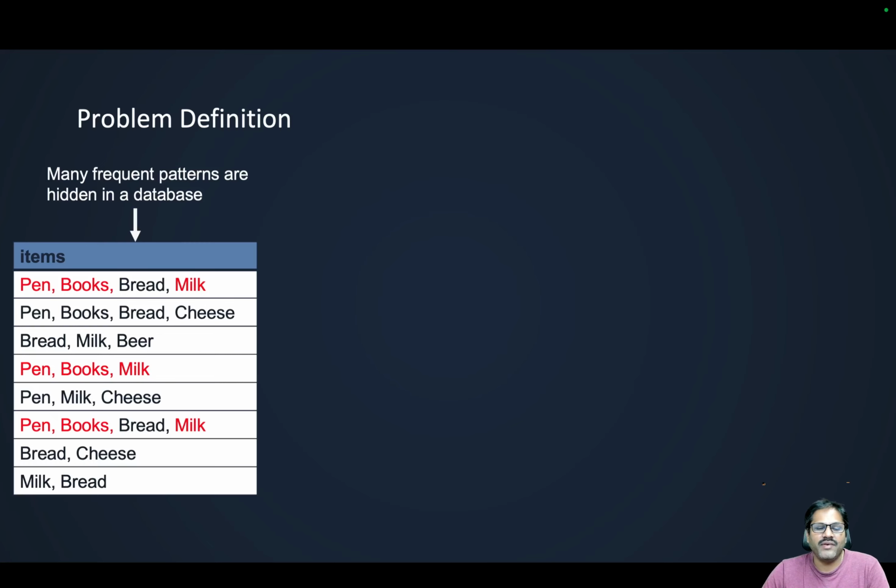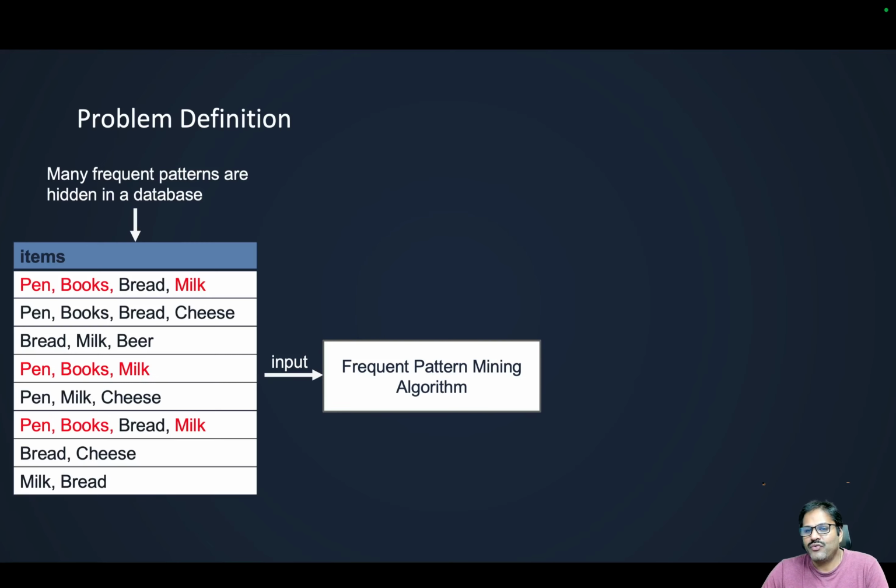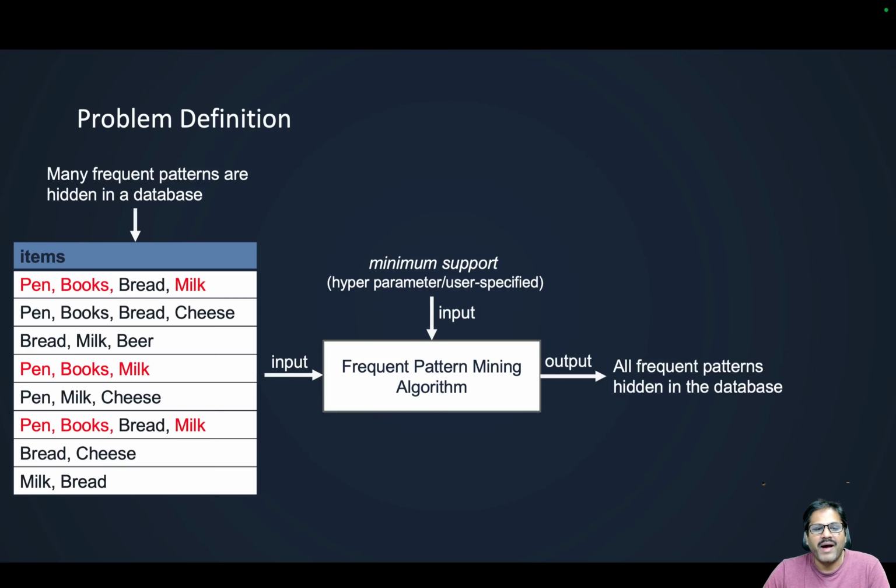The problem definition of frequent pattern mining is as follows. First, given a database containing many hidden patterns, we input it to a frequent pattern mining algorithm and provide the minimum support as an input. The mining algorithm will output all frequent patterns hidden in the database. They can be of any length.